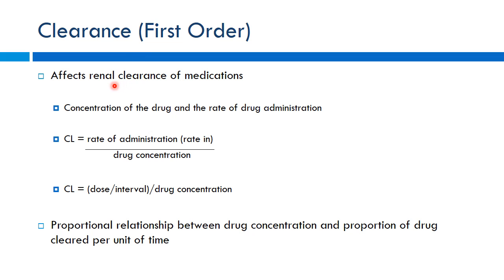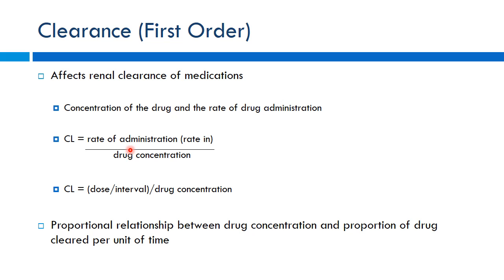We're going to see that it's going to affect the renal clearance of many meds. So what we're going to do is look at the concentration of the drug that we have, and also the rate of the drug administration. Looking at clearance, this means that if I have a larger rate of administration, if I give a bigger dose, my clearance is going to go up, right? Because I'm following first order kinetics. I'm still metabolizing that same percentage, I'm just having more drug around. So I haven't saturated all the enzymes yet.